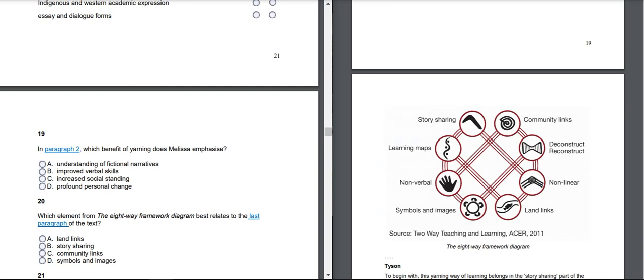Now, to my understanding of Indigenous culture, which isn't that profound, land links is more to do with the links between the land and culture and people and spirituality. Cardinal directions has very, very little to do with that. But again, we're talking about what is most correct. Nothing to do with symbol images, nothing with community links, nothing with story sharing, a very little bit of what I would have considered land links, but that's one of the ones that's connected to learning maps. That is the best answer out of the 4 we have there.